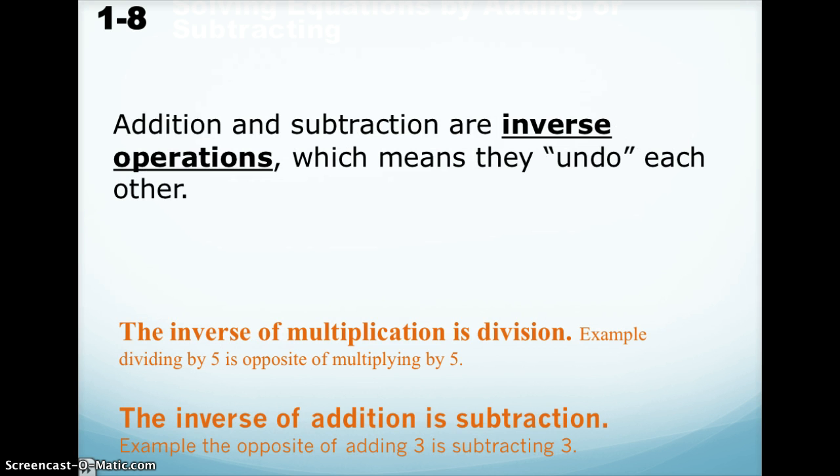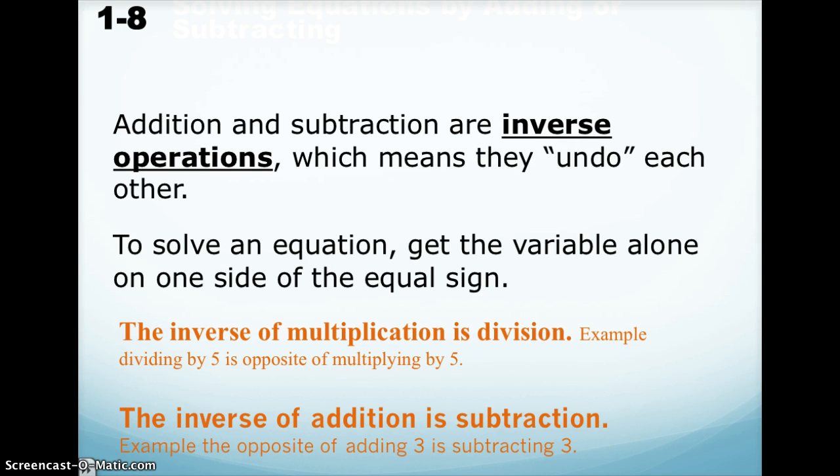Addition and subtraction are what are called inverse operations, which means they undo each other. To solve an equation, get the variable alone on one side of the equal sign. The inverse of multiplication would be division. An example: dividing by 5 is the opposite of multiplying by 5. The inverse of addition is subtraction. Example: the opposite of adding 3 is subtracting 3.